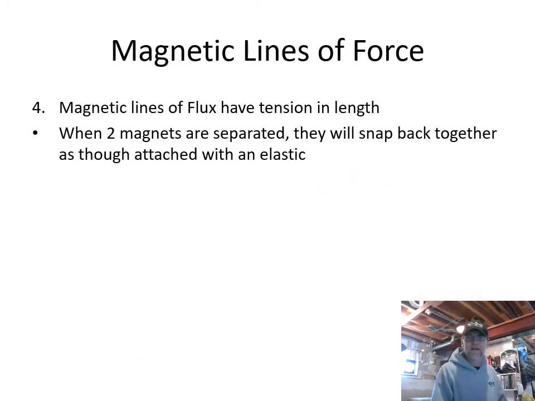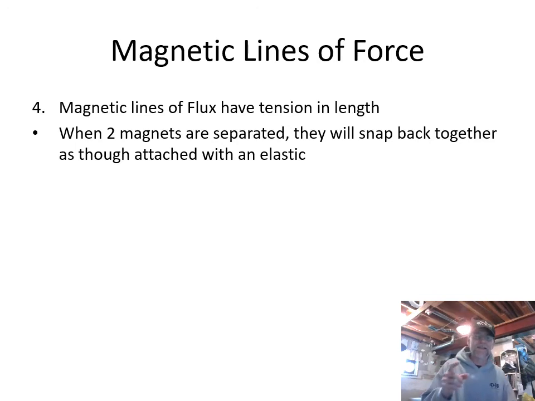Next slide. Magnetic lines of flux have tension in length. So when 2 magnets are separated, they will snap back together as though they were attached with an elastic band. So it's very much like an elastic: you stretch it, it snaps back. However, the magnetic lines of flux behave in the exact opposite fashion, because that elastic gets stronger and stronger as you stretch it, until finally you reach its breaking point and it dramatically snaps. Magnetic lines of flux behave in exactly the opposite fashion.